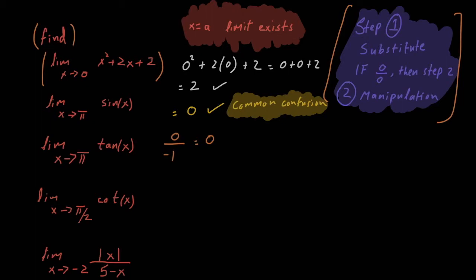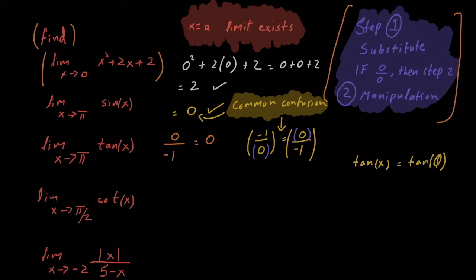Now this is also a confusion area. People confuse -1 over 0, where limit does not exist because 0 is in the denominator, with 0 over -1, where the limit does exist as 0 is in the numerator. One more thing to note is that sometimes the exam would say tan of x and sometimes it would say tan of theta. It means the same thing.